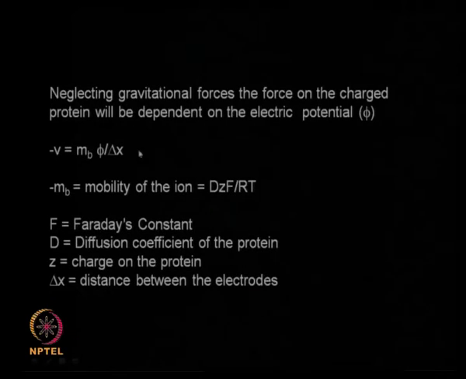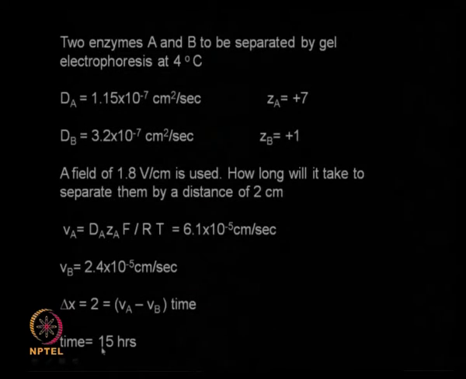Now the simple equation: you have the velocity, we have the mobility, and the electric potential or the force we apply divided by the delta x. Such a simple equation we make use of and calculate what should be the time required to separate these two proteins by 2 centimeter apart.